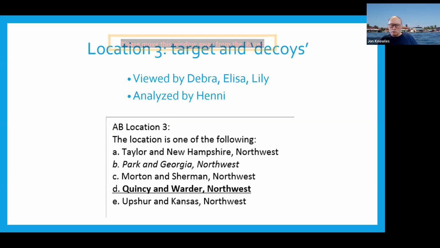So for location 3, there was a target and decoys. This would be an example where, if you had many different locations, 5 different locations, could the analyst figure out which one was the designated one based on the data?